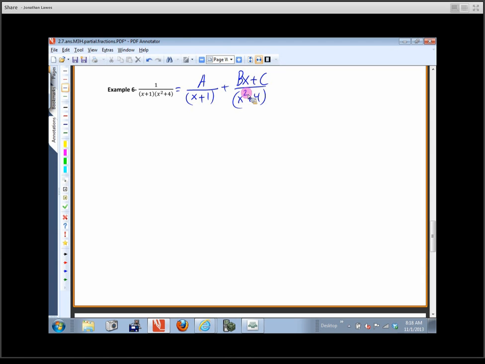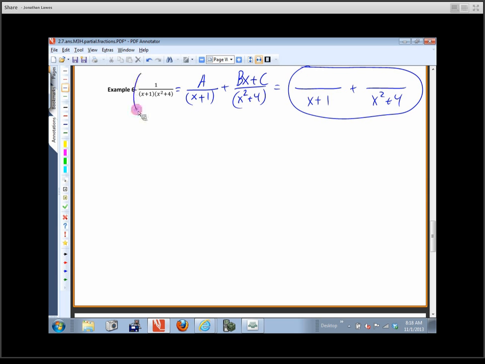Now, just like we talked about yesterday, maybe that's not there. Maybe it was just like a 7x. If it was just a 7x on the top, what will we find that c is? We'll find that c is 0. Okay? Any questions? Okay, so our goal here is we're going to write the answer as something over x plus 1 plus something over x squared plus 4. This is what we're after. So let's figure out what these are.